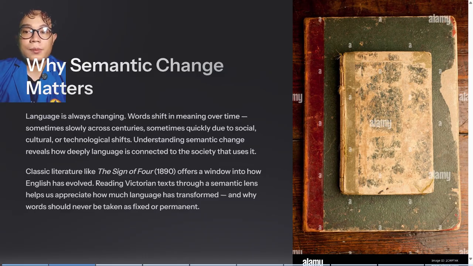Classic literature, for example, like The Sign of the Four, gives us a perfect snapshot of English frozen in time. By looking at this text through a semantic lens, we learn a crucial lesson: we must never take word meanings as fixed or permanent, and we must always read with historical context in mind.